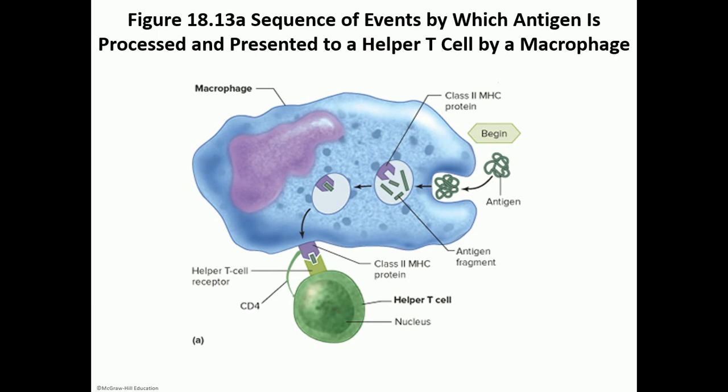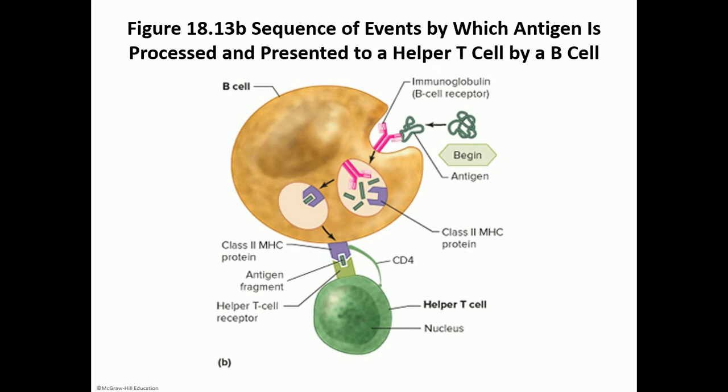The whole process really revolves around having a class 2 MHC complex on the surface that is usually empty. When an antigen invades, the macrophage will break it down into smaller fragments, and now this class 2 MHC has part of the antigen attached to it. So when this helper T cell comes, it sees that the class 2 MHC is no longer empty. It now has a foreign body attached to it, and that is how this helper T cell is activated. So this is the interaction between a macrophage and a helper T cell.